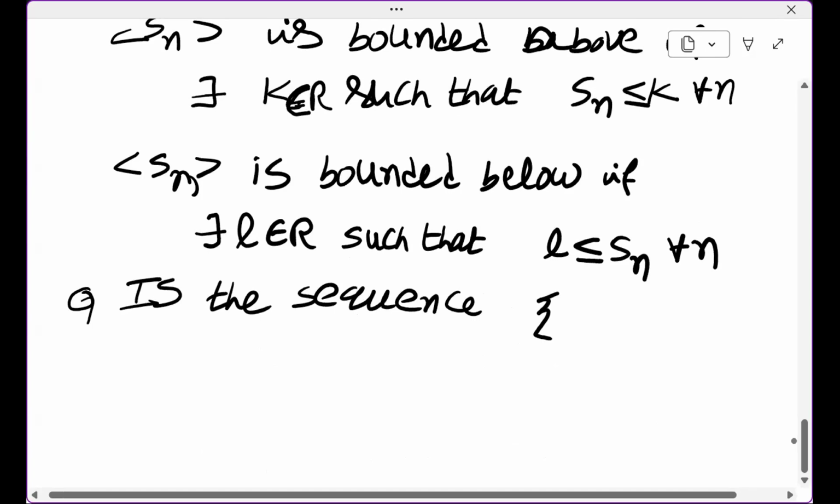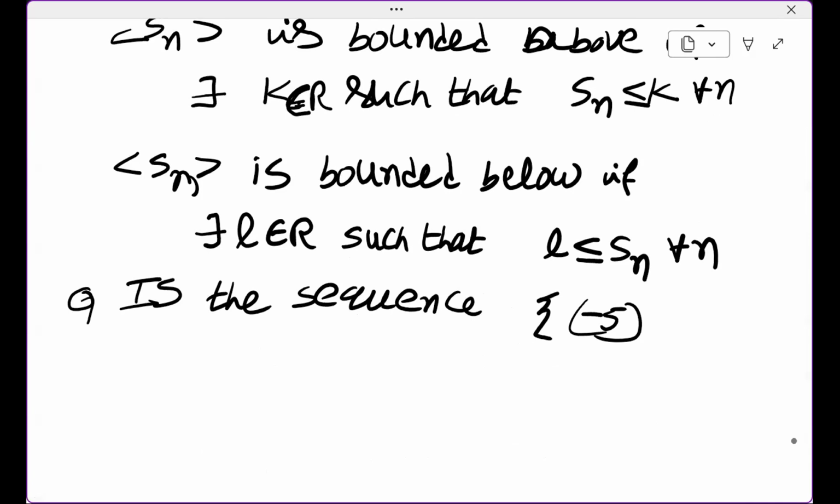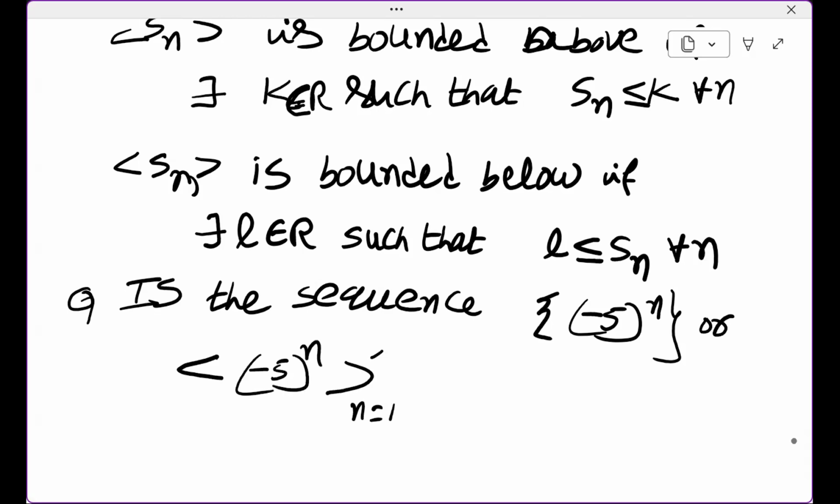Is the sequence, for example, (-5) to the power n, n equal to 1 to infinity, bounded? Only the notation can carry; let us use this notation without any confusion. Response from anybody? Anyone?